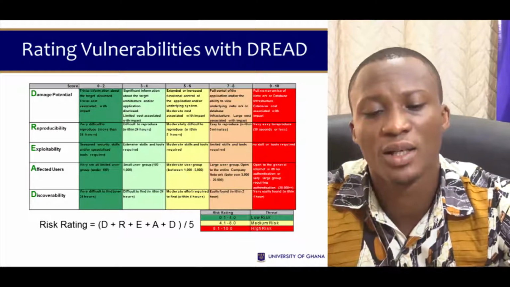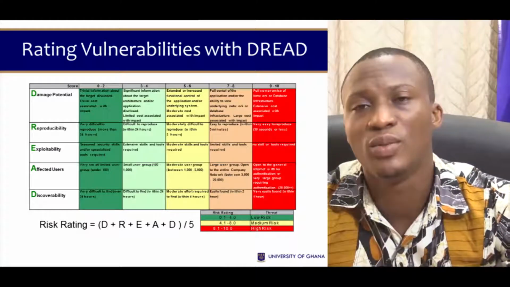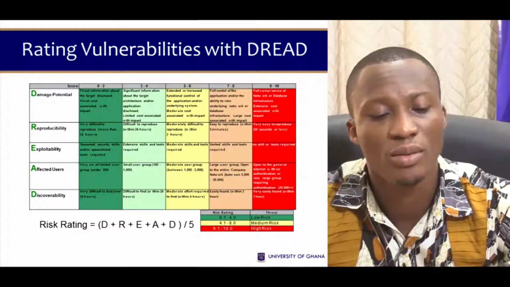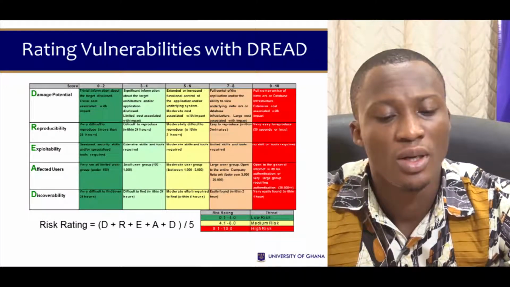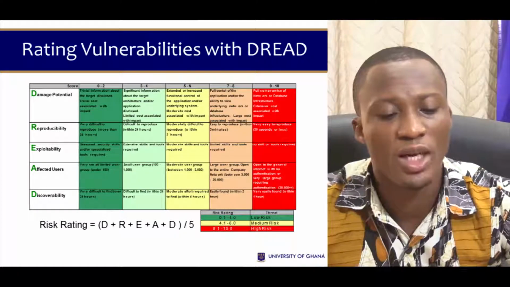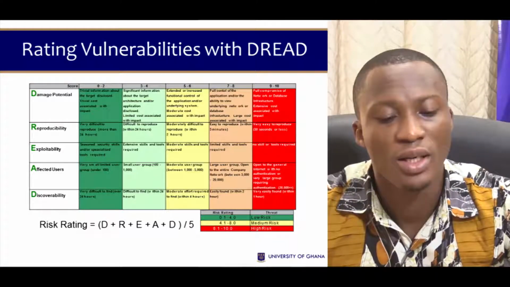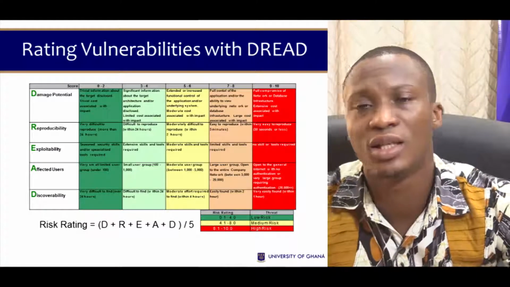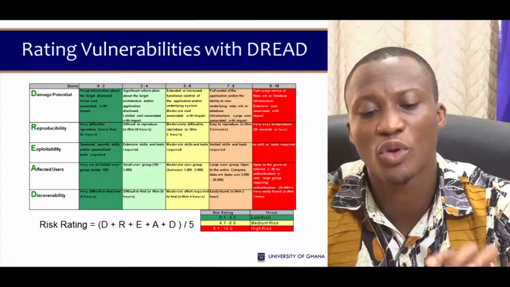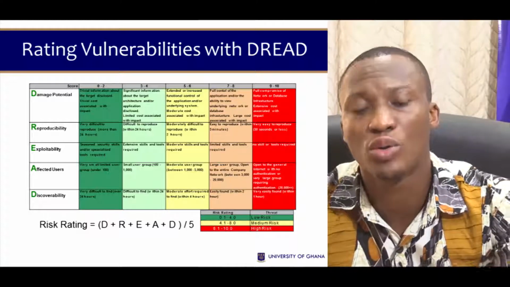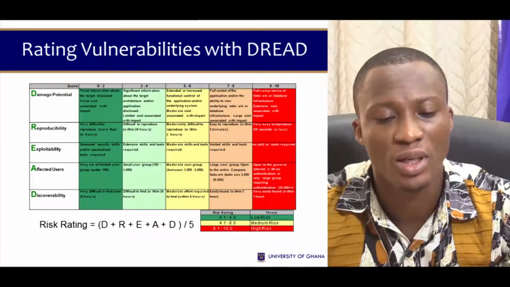Now, DREAD is simply a risk rating tool. D stands for damage potential. R stands for reproducibility. E stands for exploitability. A stands for affected users. Then D, the last D, is discoverability. And all these have their various scores and ways to assess each of these scores.